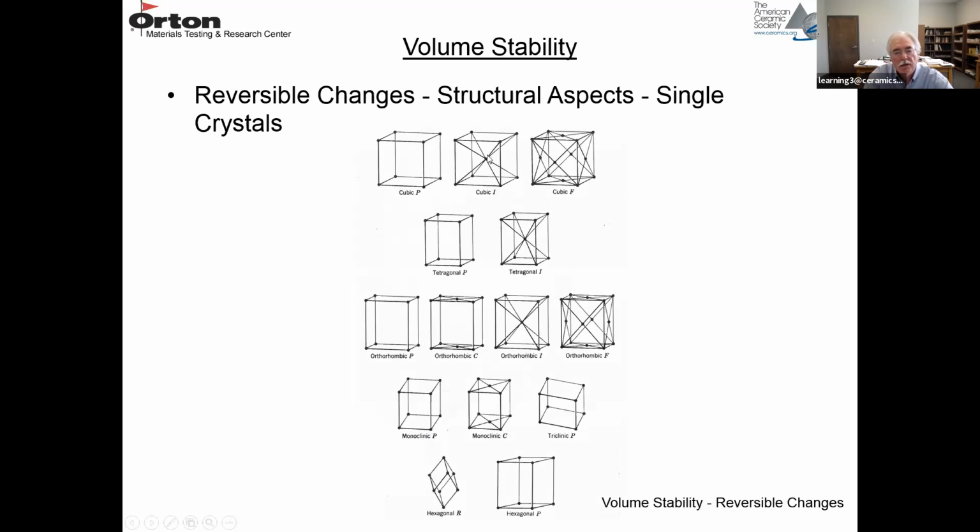There's cubic, which has a body centered ion or cation in the center. And the cubic also can be face centered with atoms on the faces. There's tetragonal and tetragonal body centered. Orthorhombic with 2 faces centered, body centered, or all faces centered. Monoclinic face centered, triclinic, and 2 versions of the hexagonal crystal structures.